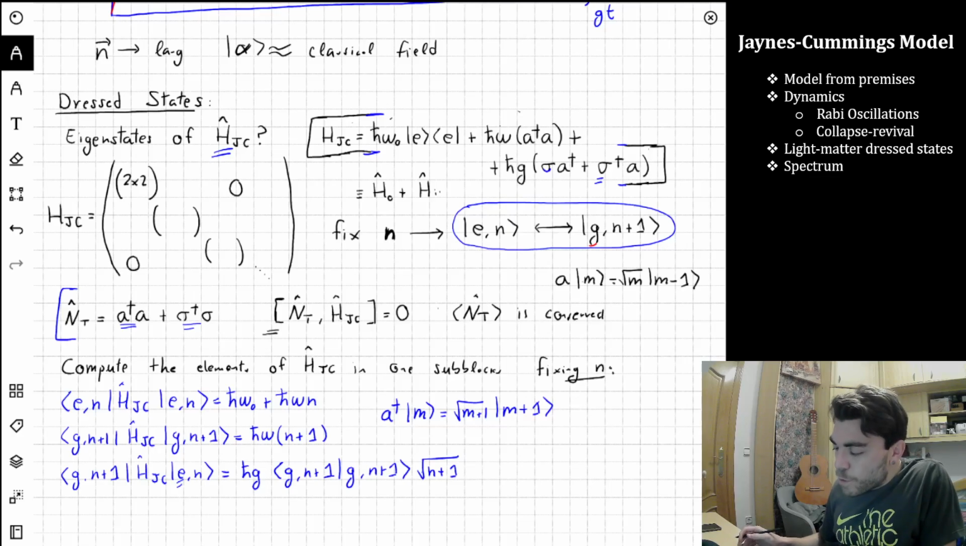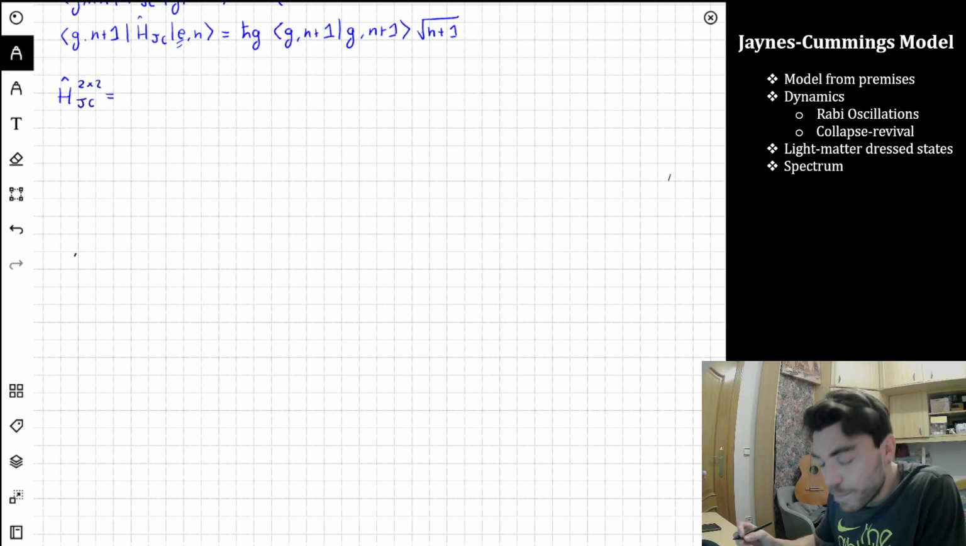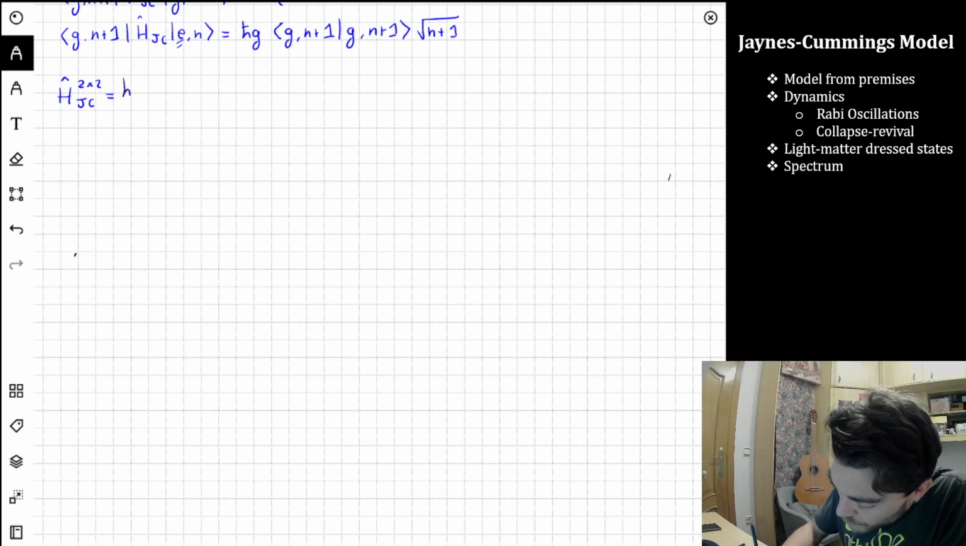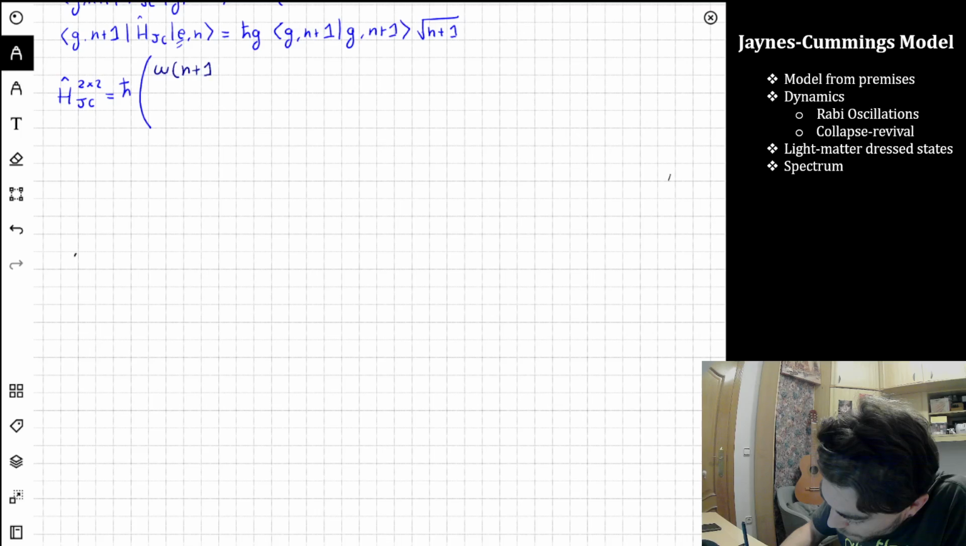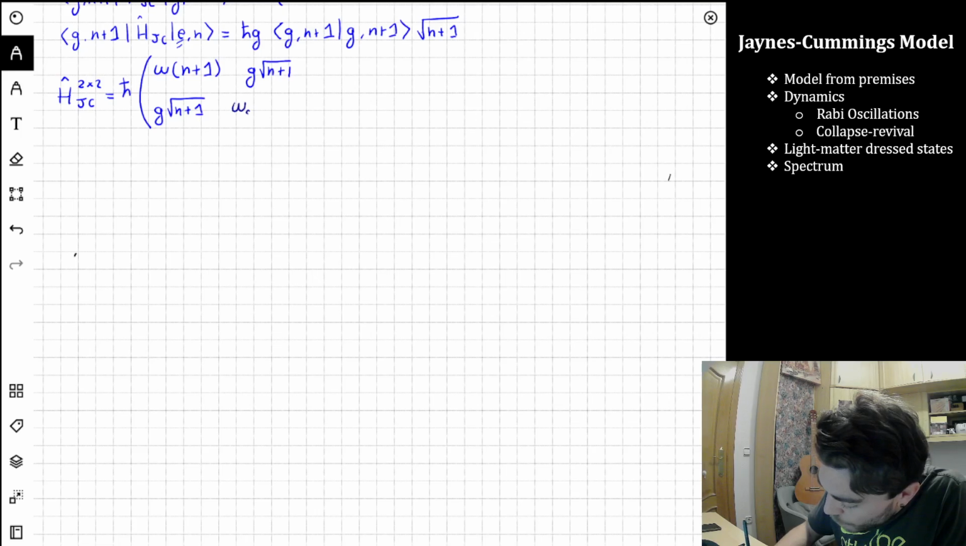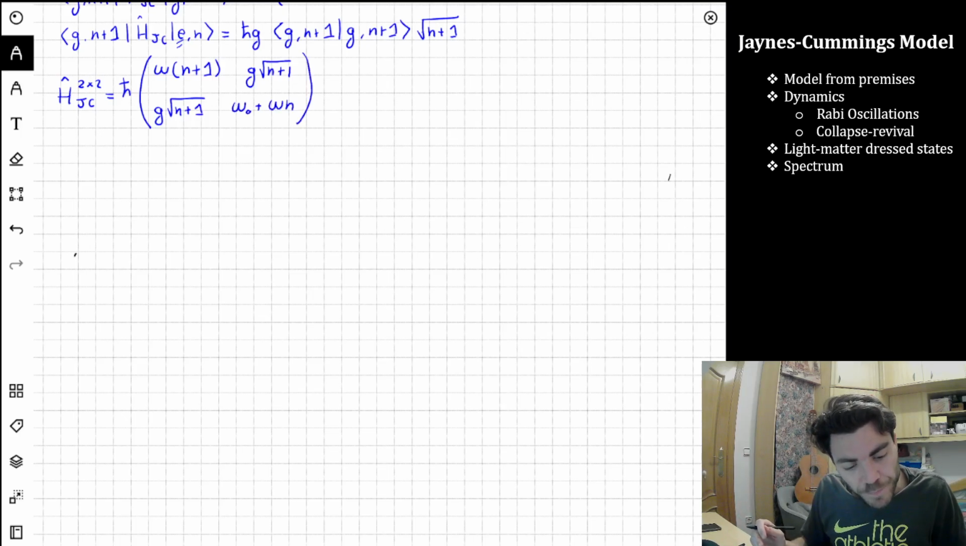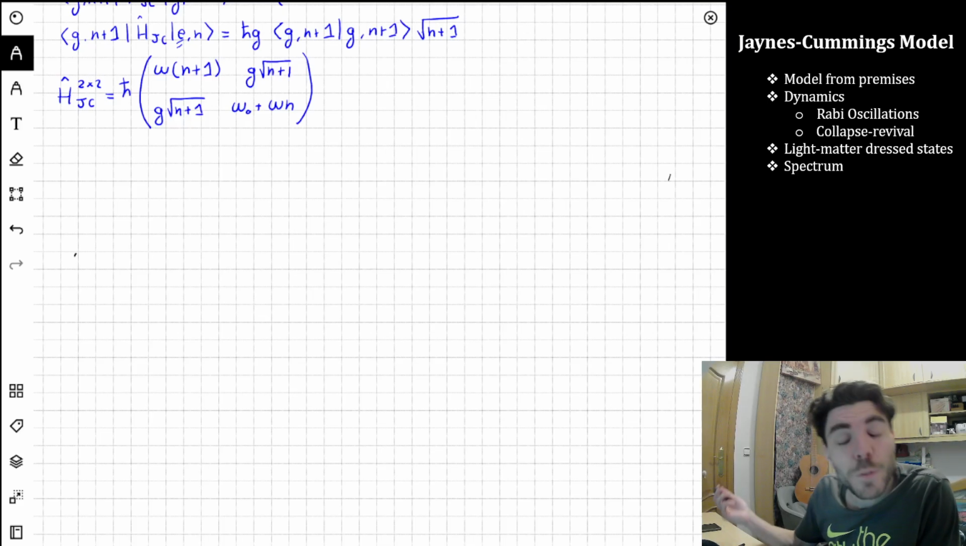And so in other terms, if we just write the matrix form of the Hamiltonian, we just write the matrix with these elements. This is the Jaynes-Cummings Hamiltonian, but a 2 by 2 block. It just gives h bar, and then here we have omega (m plus 1), then g square root of m plus 1, here the same because g is real, and then here I have omega 0 plus omega n. This is exactly what we just found. I'm just rewriting it. And now we have to diagonalize this 2 by 2 matrix.